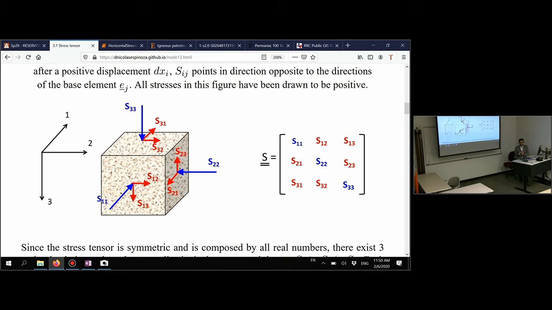Remember, the first index is the phase on which they are applied. The second one is the direction. When the two of them coincide, that's what is called a normal stress, because it's normal to the surface where it is applied. And when the second one means the direction, those are going to be shear stresses.